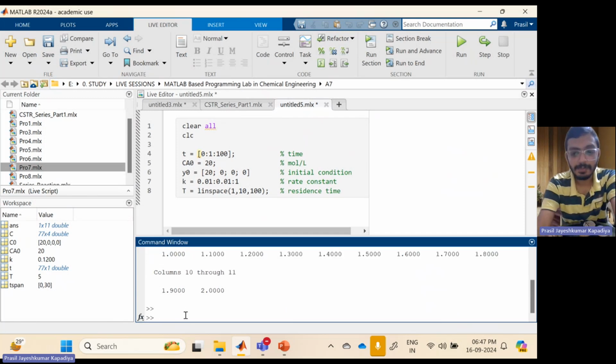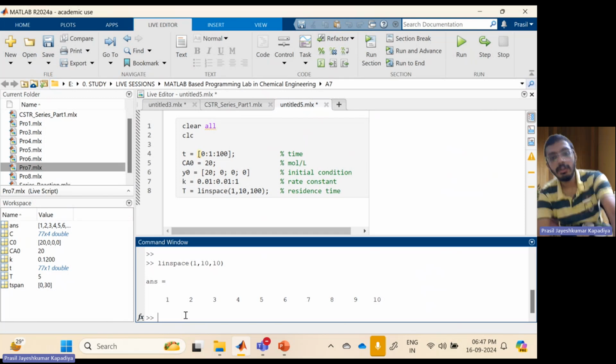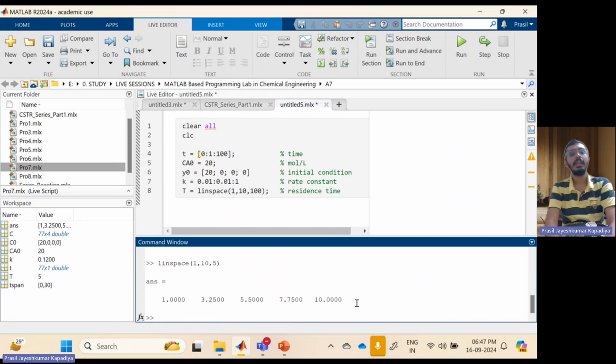So what will linspace do? Let's say I am writing linspace of 1 comma 10 comma 5. Between 1 and 10, it will create 5 points of equal spacing. So here we have used both the functions. One is the normal way of giving an increment, and the second is using linspace, giving how many points there are, and those points will be of equal interval. Okay, so now let's move ahead. We will have to run two loops, right?